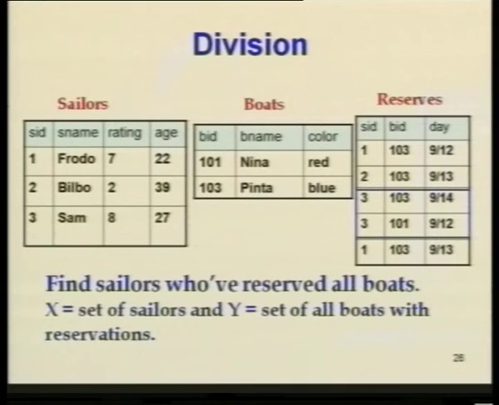So, this is the division operation. This is find sailors who have reserved all boats. So, in this example of boats being reserved, only 2 boats are there and only one sailor has reserved both the boats. So, the answer that we actually want is 3.